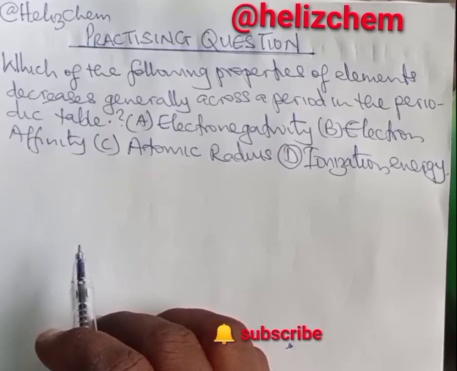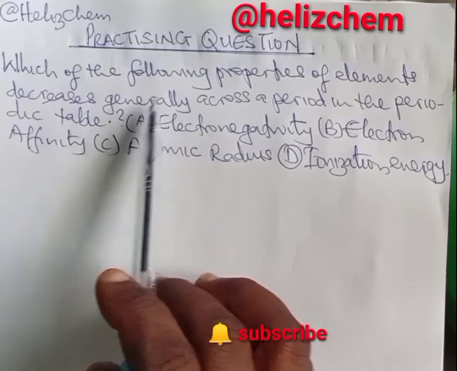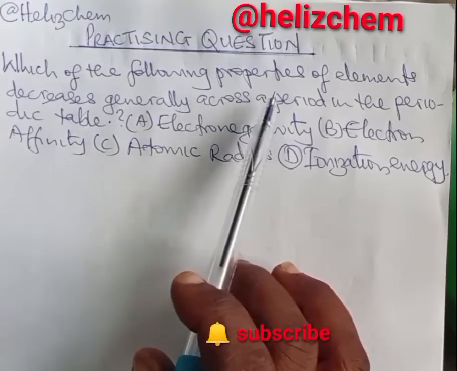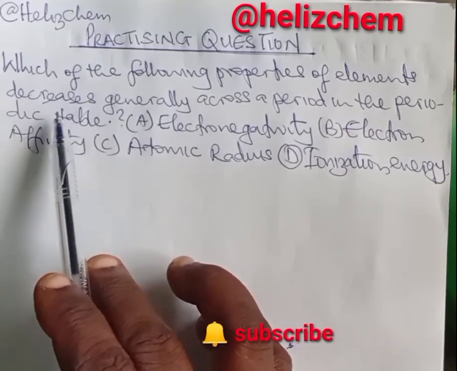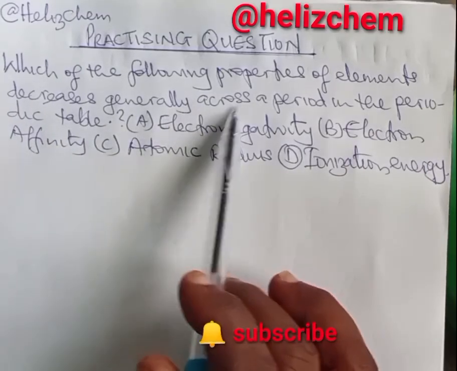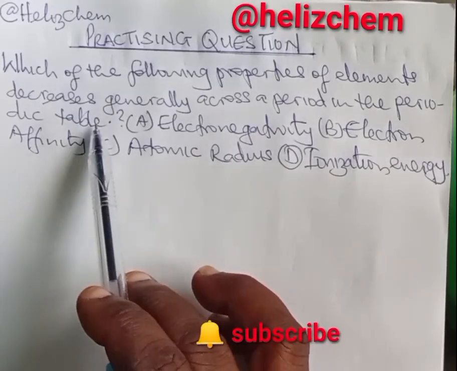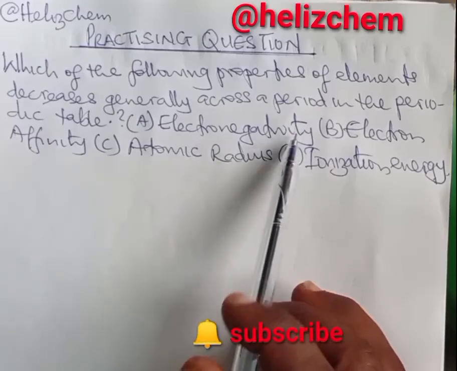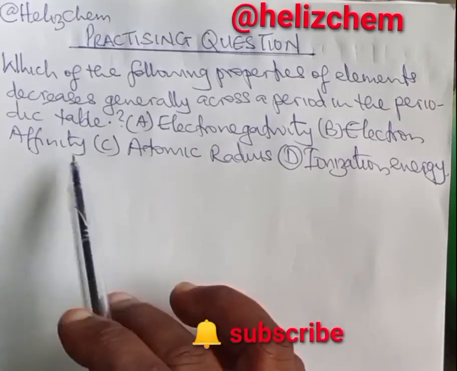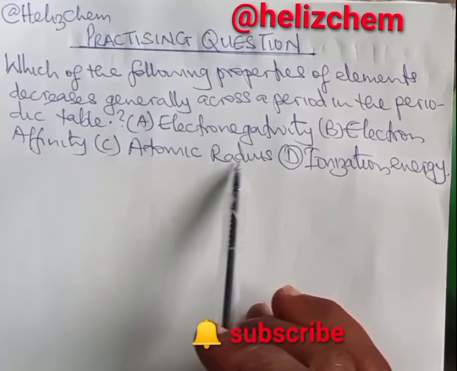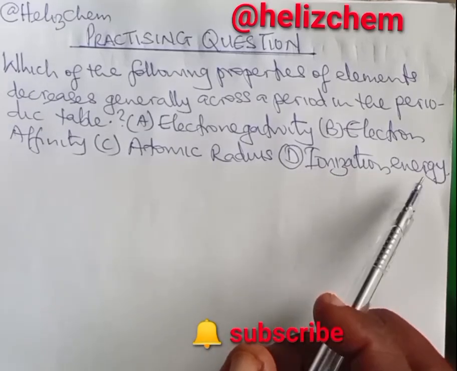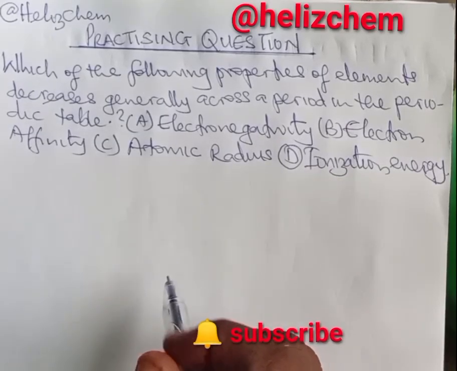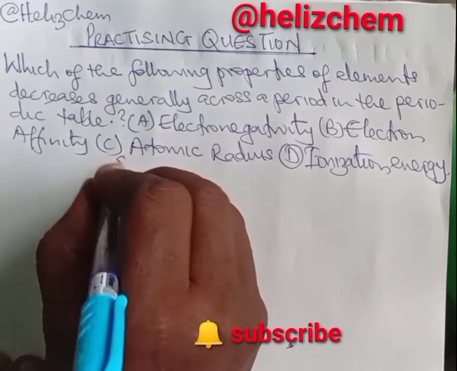Today, you want to quickly solve a question on periodic table, and this is the question: which of the following properties of elements decreases generally across a period in the periodic table? And the options given are A. Electronegativity, B. Electron affinity, C. Atomic radius, D. Ionization energy. How do we solve the question?